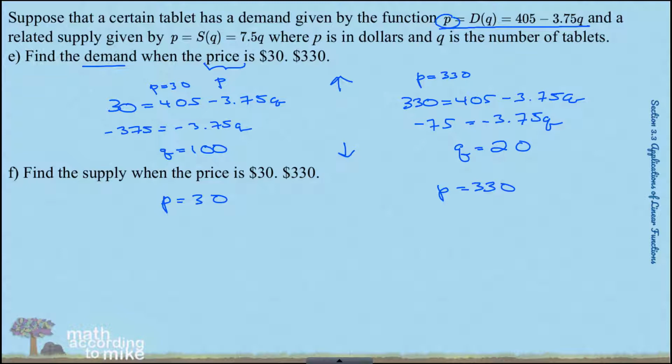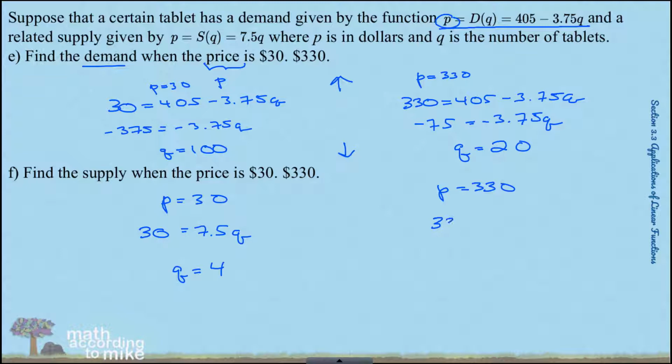All right, let's see how you did. So we're now working with supply. So 30 will now equal 7.5Q. Dividing both sides by 7.5, you get Q to be 4. So when the price is $30, 4 tablets will be supplied.